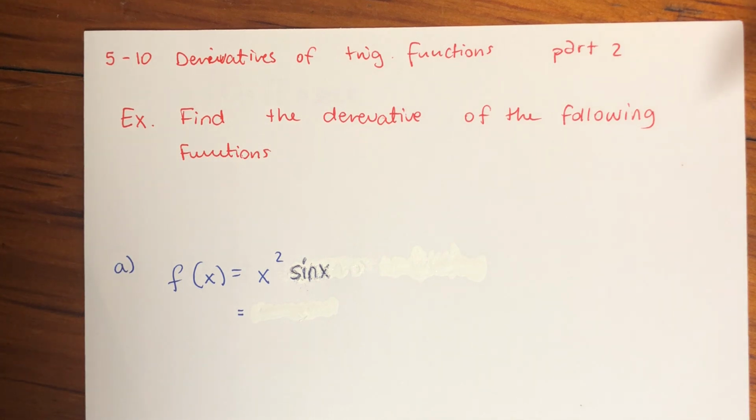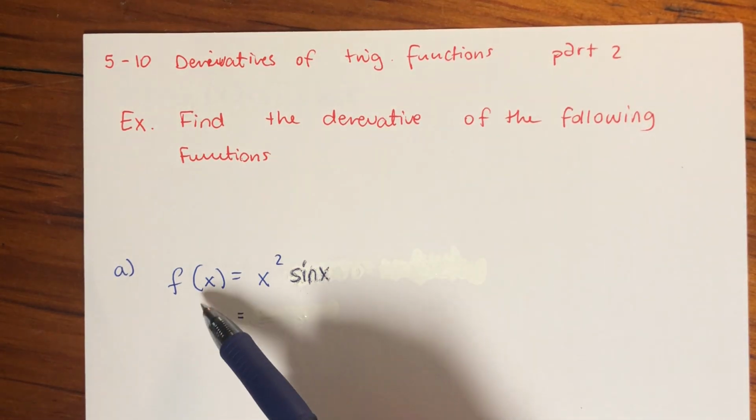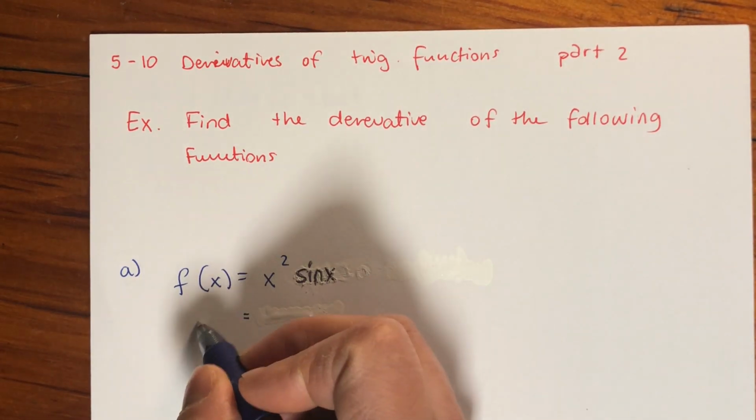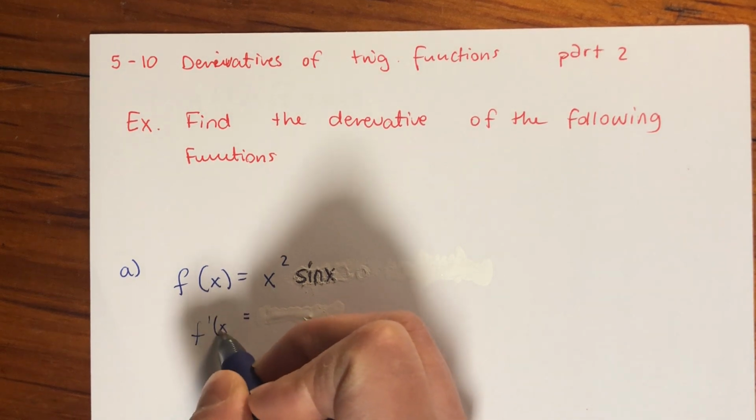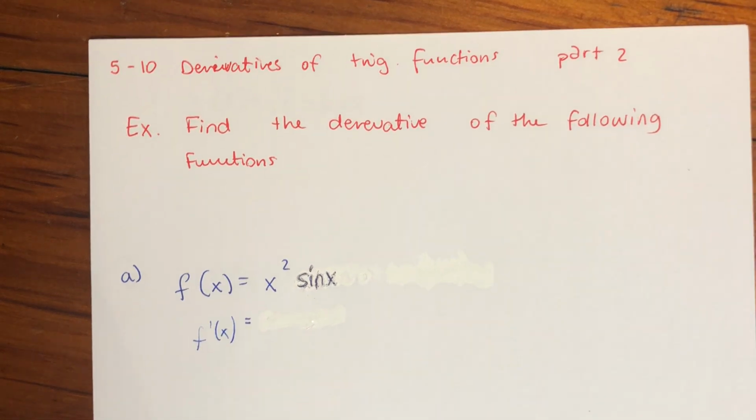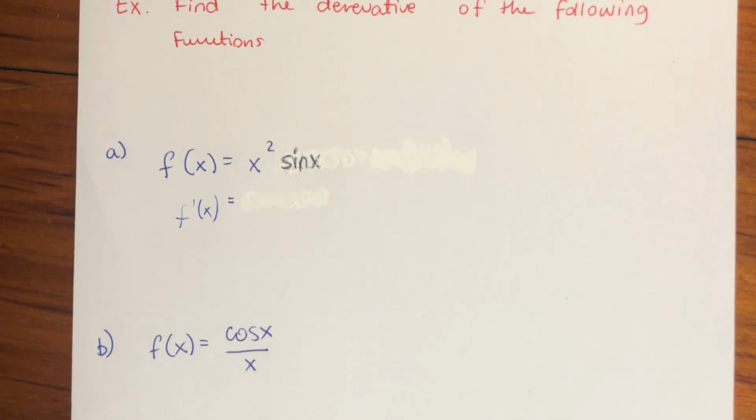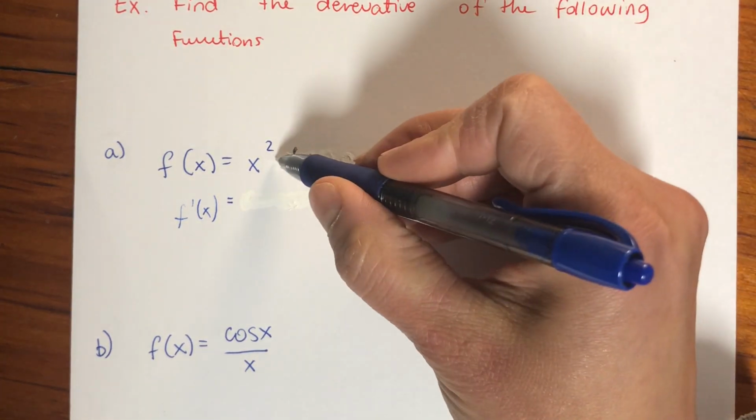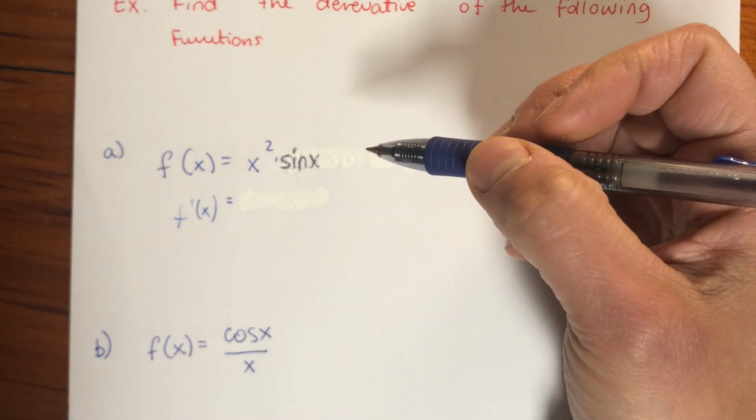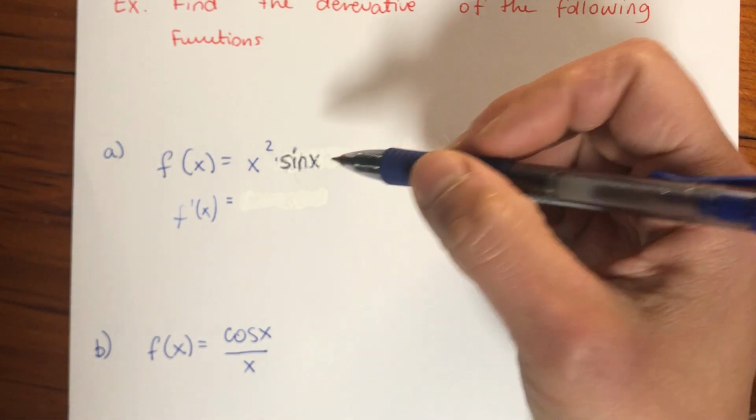We are going back to the derivatives of trigonometric functions, and we are just going to solve some examples together. So the first one, we want to find the derivative of the function f of x equals x squared sine of x. To figure out the derivative of this, notice this is multiplication, so we need to use the product rule.